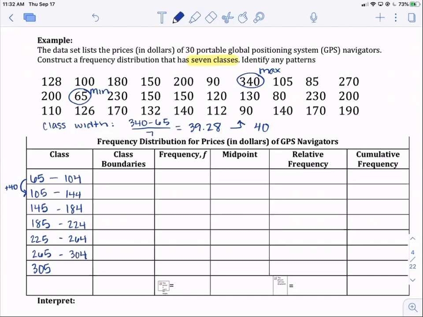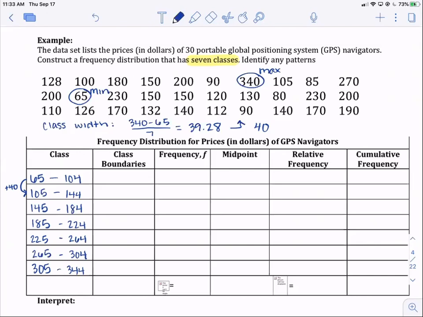Now what would the last one be? What are you going to have to do? Nope. 344. You're still going to do that class width. And the key thing is you want to make sure that your maximum fits in that last row. Does it? Yes. Okay.